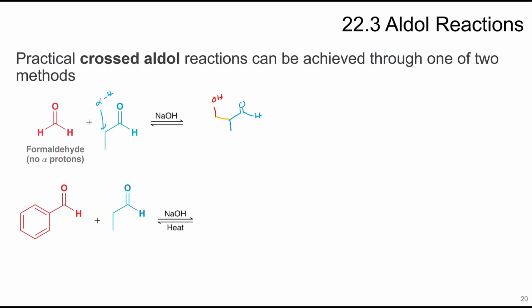So that's one method, is to use formaldehyde, which has no alpha protons, or something like benzaldehyde, which also has no alpha protons. So you have the aldehyde, new bond. This actually is not isolated. It will go right to the alpha beta unsaturated product.